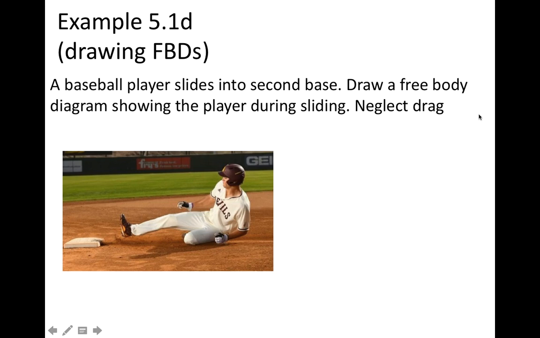In this example, we have a baseball player sliding into second base. So we're going to neglect drag, so we don't have to worry about the drag force because he is moving through the air. But we're just going to assume that drag force is so small that we can ignore it. Here's the baseball player. Of course, the baseball player has the weight force acting down, but the player is also in contact with the ground. And so the ground is going to exert those two surface forces, the normal force that is perpendicular to the ground. Here we have a horizontal ground, so we have a vertical normal force.